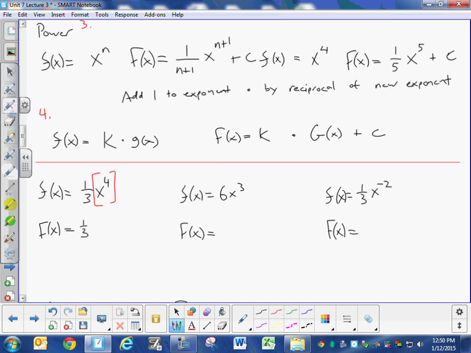So if I want to take the antiderivative of x to the 4th, I did that up here, that would be your exponent plus 1 times the reciprocal of your new exponent. Well, now I can take this 1/3, multiply it by the 1/5, I get 1/15.